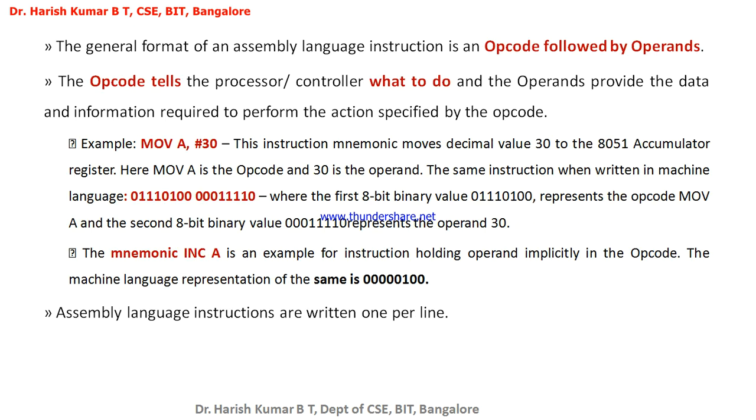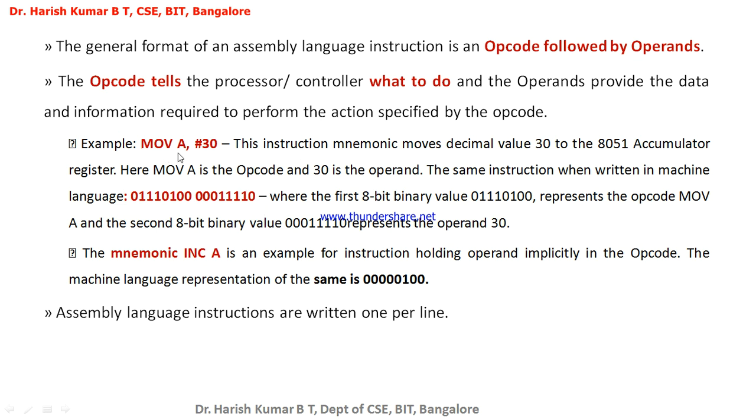Now we have an example here. The general format of writing assembly language is an opcode followed by operands. What is an opcode? Operational codes, which the processor will understand. An opcode is followed by one or more operands. The opcode tells the processor what to do, and the operands provide the data or information required by the processor in order to do that particular task.